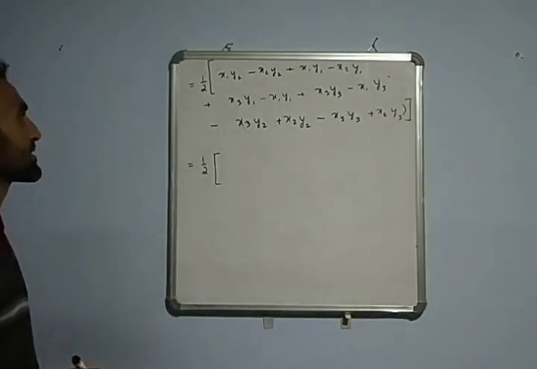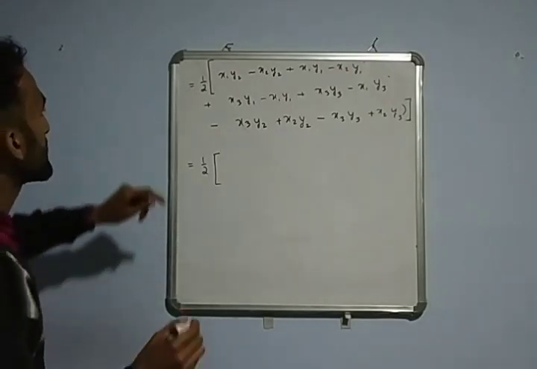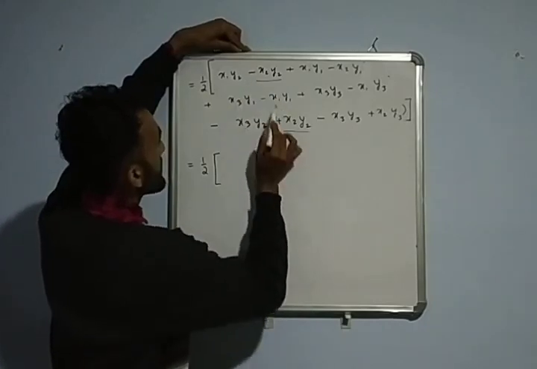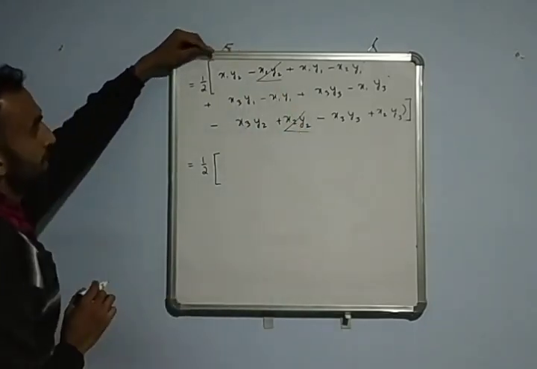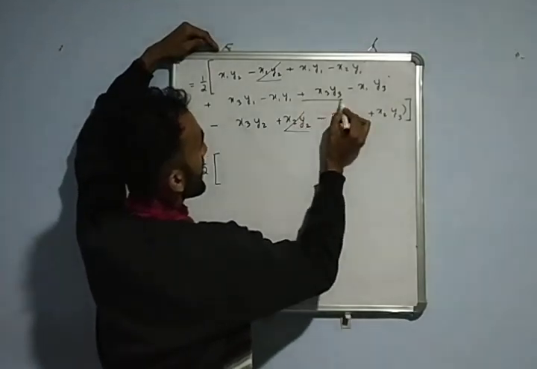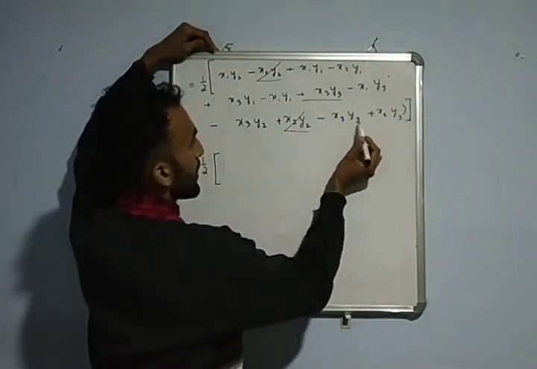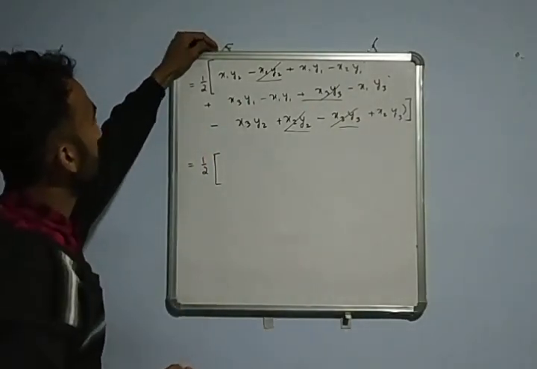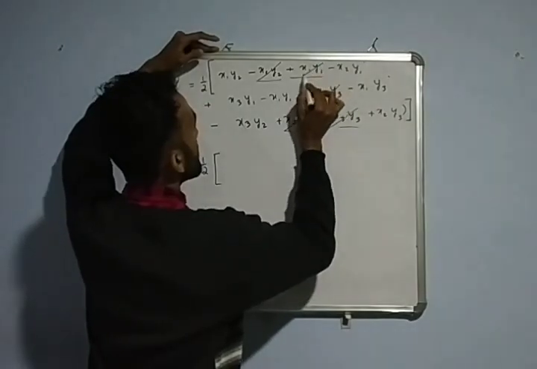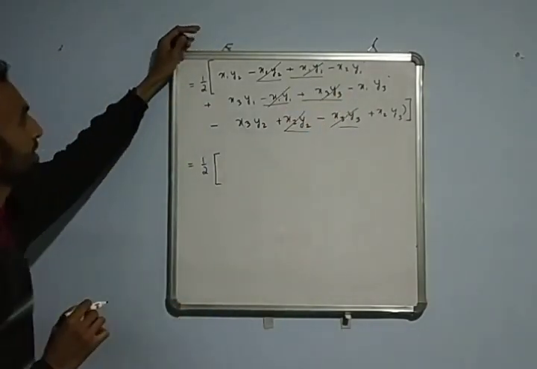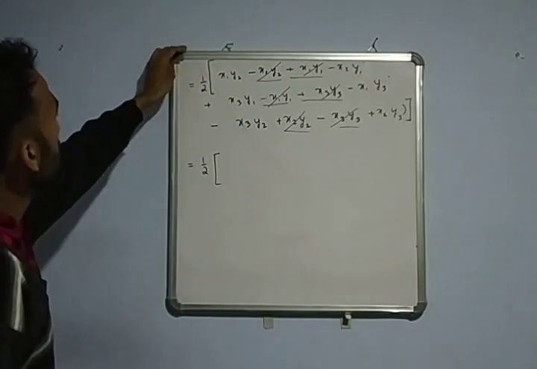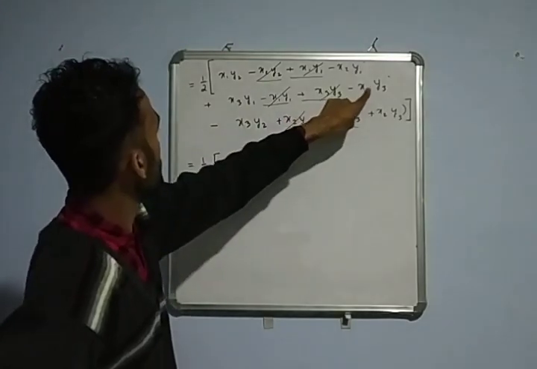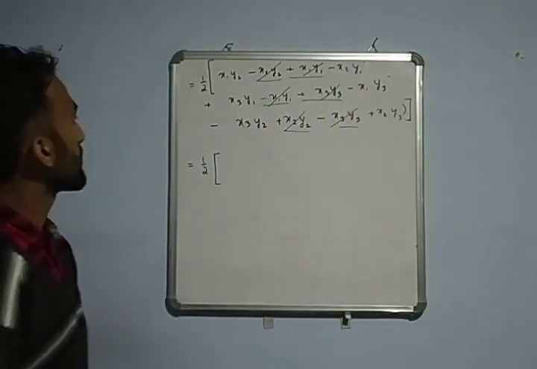Let's check, is there any cancellation here? If there is, we'll cancel it and we'll write down the remaining. See, x2 y2 minus and here plus, so I can cancel it. Now x3 y3 minus x3 y3, cancel it. Left with x1 y1 minus x1 y1, cancel it. Now the left out ones, x1 y2, x2 y1, x3 y1, x1 y3, nothing else is left, so we're just going to write down the remaining.